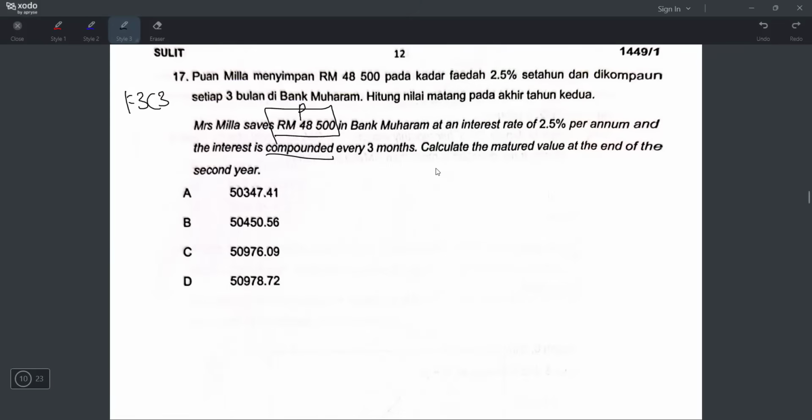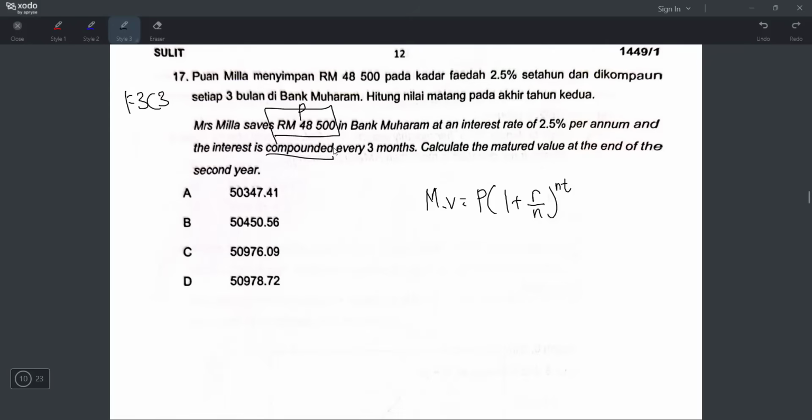And the formula for compound interest is MV equals P bracket 1 plus R over N, power NT. This formula is given in the exam. But when you do so many questions, you just remember it automatically. So this is the formula.